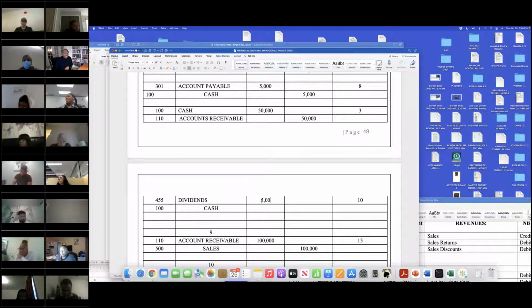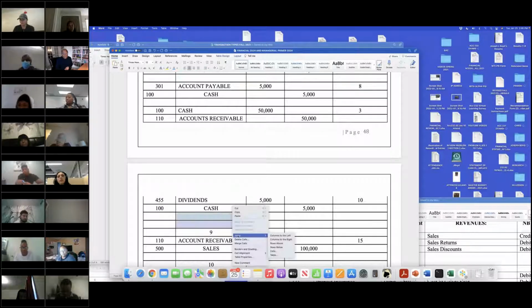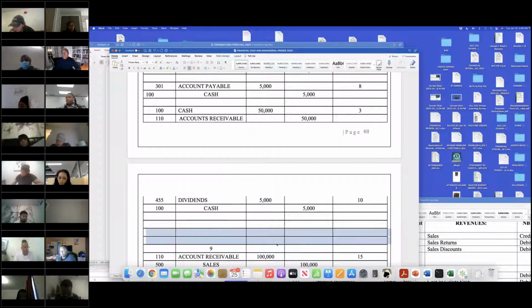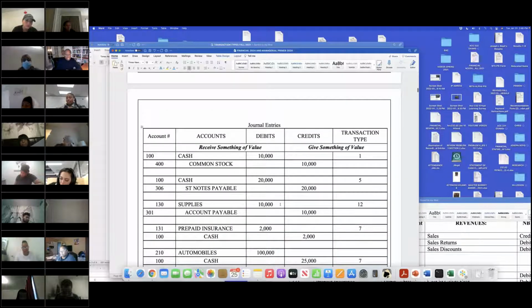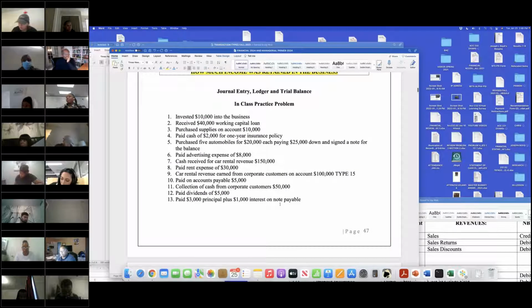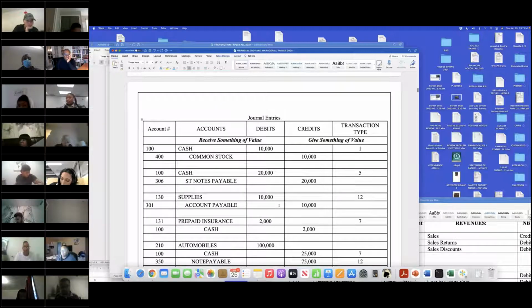And let me indicate this: all of those 40 journal entries is going to be one of what we just did. So you just have to figure out which one it is. It doesn't change from anything we've done so far. Paid 3,000 principal plus 1,000 interest on the note payable. We need an A student to answer this one.